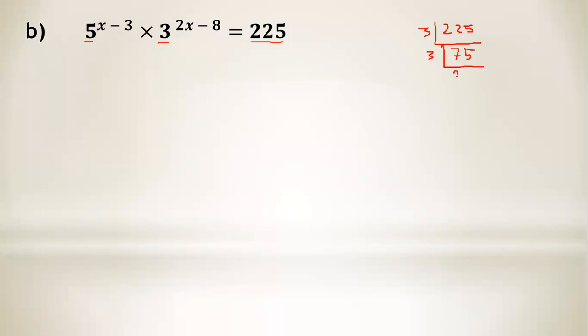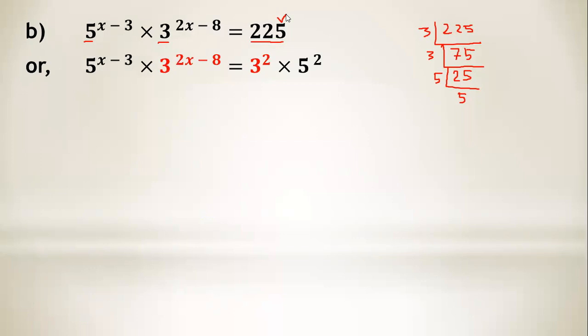3 twos are 6, 1 carried over here makes 15, and 3 fives are 15. Now it cannot be further factorized by 3. Now let's take the next prime number, that is 5. 5 fives are 25. Now as 5 itself is a prime number, it cannot be factorized further. So that means, can we write 225 as 3 square times 5 square?